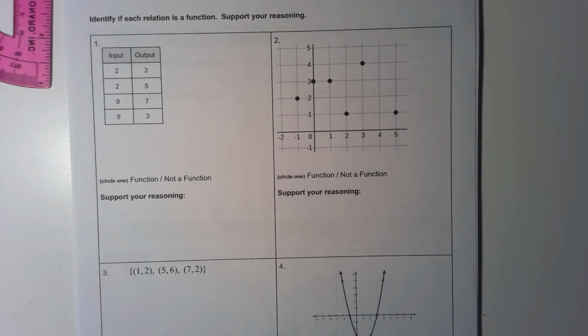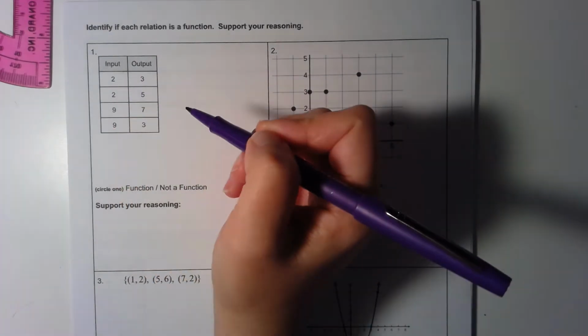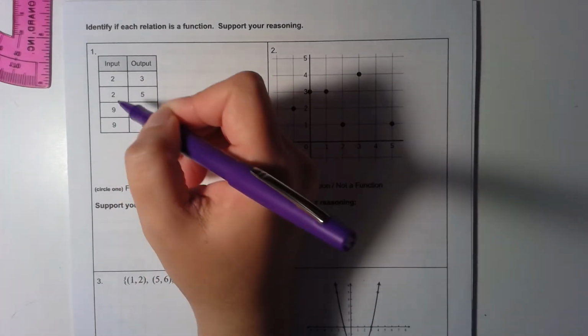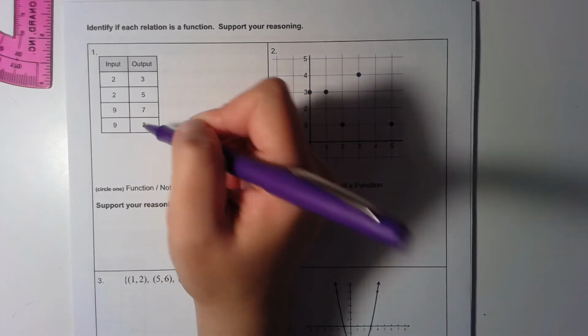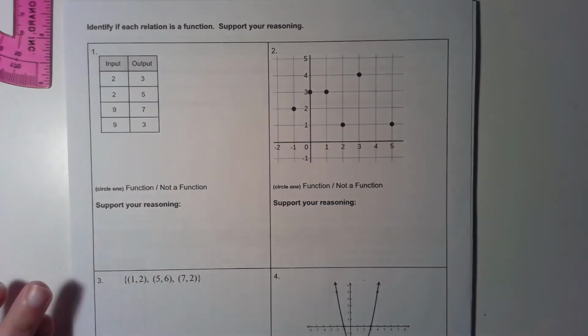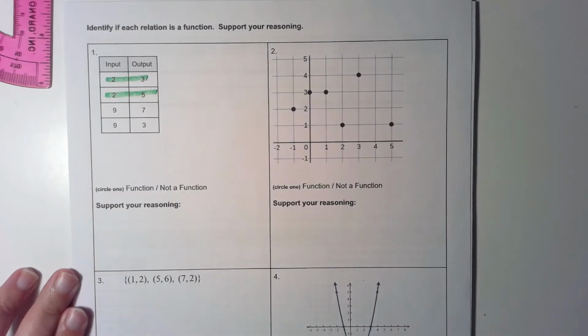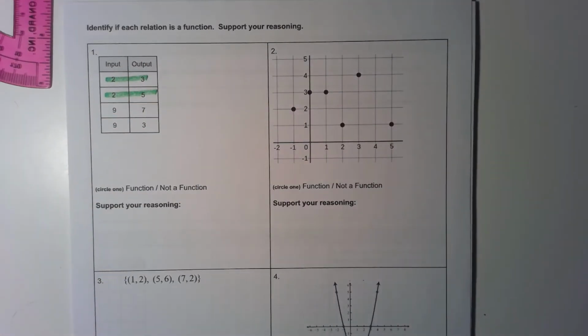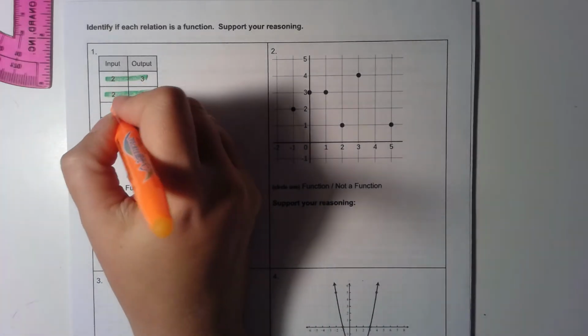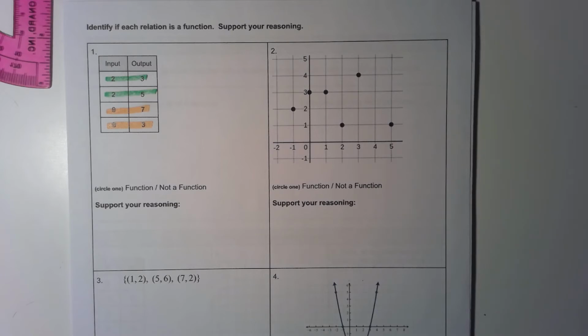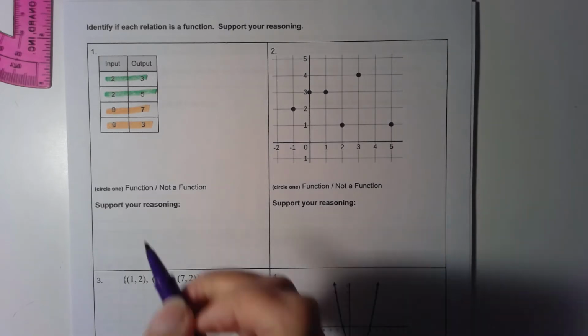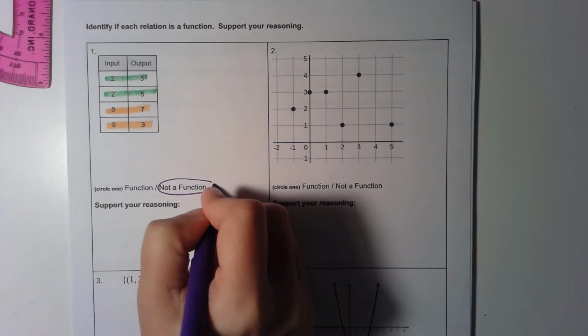Let's take a look at number 1 here. 2 is going to 3's party, 2 is going to 5's party, 9 is going to 7's party, and 9 is going to 3's party. As you can see, we have 2 different issues here. 2 is trying to go to too many parties, and 9 is trying to go to too many parties. 2 can't go to 3's party and 5's party, and 9 can't go to 7's party and 3's party. So we would say that this is not a function.